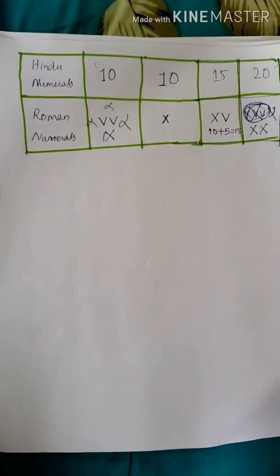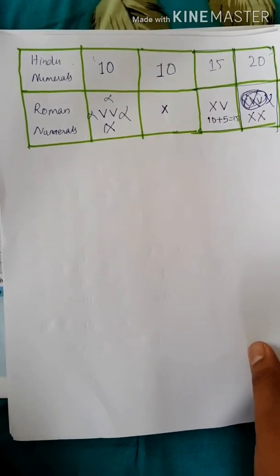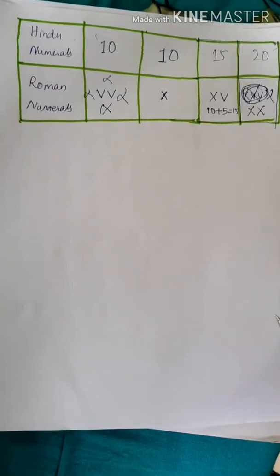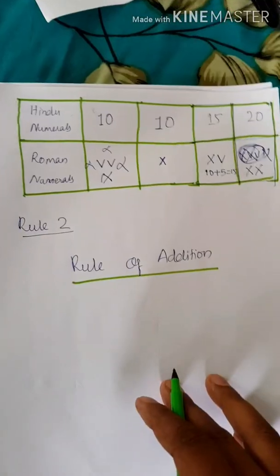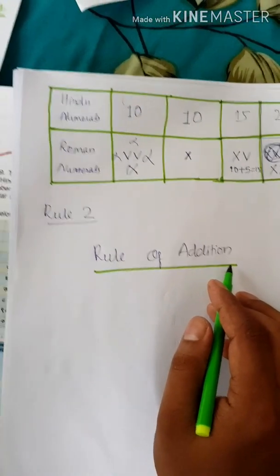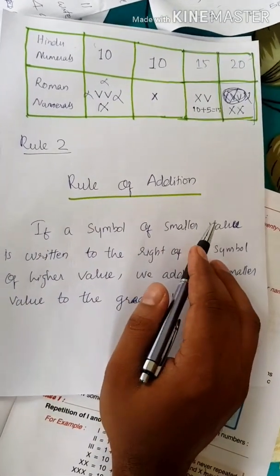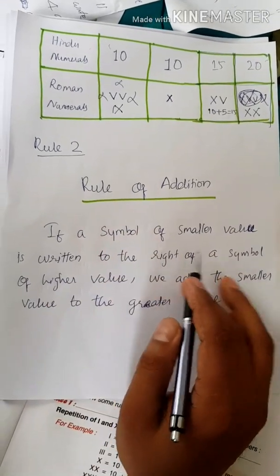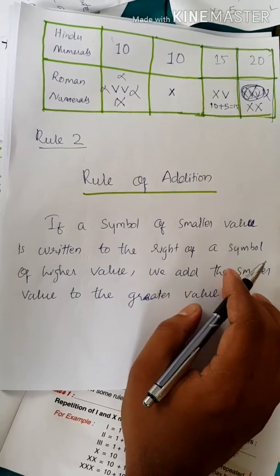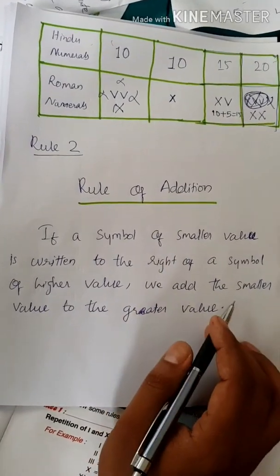What is rule 1? Rule 1 is the rule of repetition. Okay? Then let us move to rule 2. Rule 2 is the rule of addition. What is the rule of addition? If a symbol of smaller value is written to the right of a symbol of higher value, we add the smaller value to the greater value.